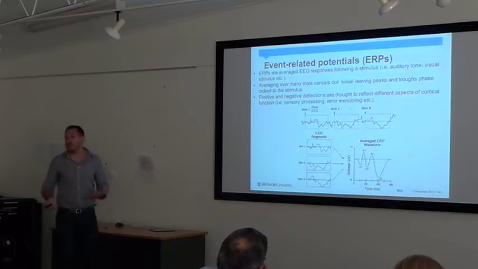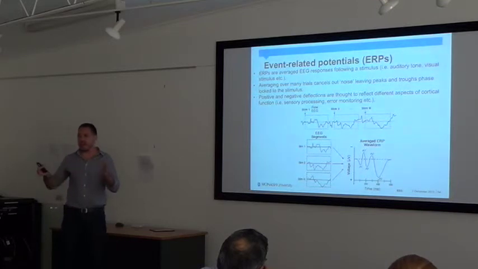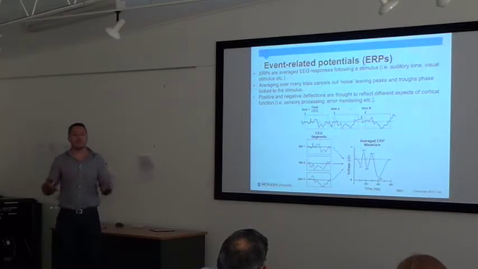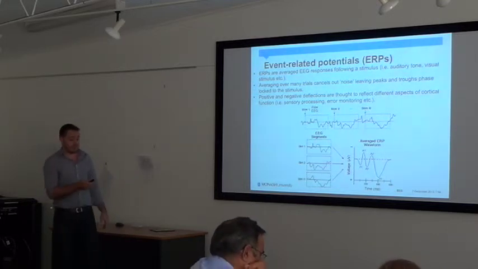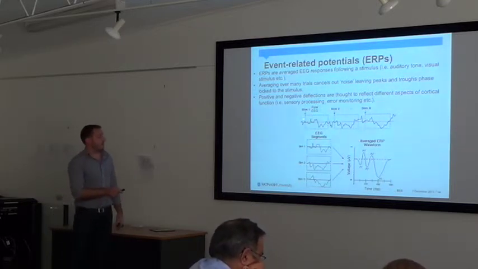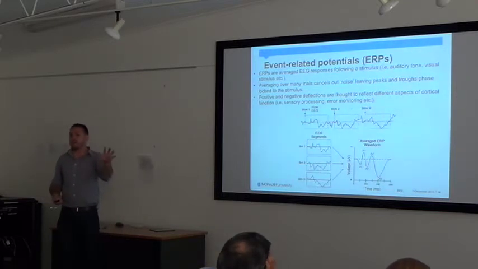Okay, so another way of looking at EEG is to stack different recordings up relative to a particular stimulus. This is what's called event-related potentials. So, for example, you might give a stimulus of some type here, say an auditory tone, it might be flashing up a light or something like that.